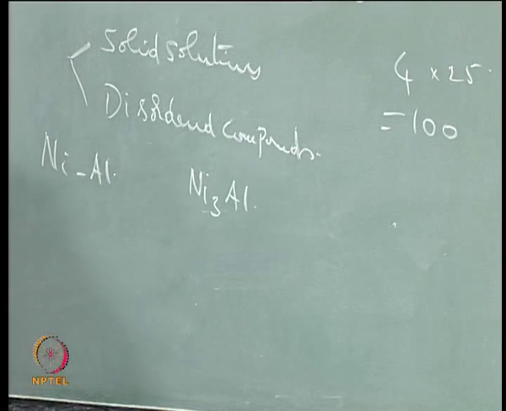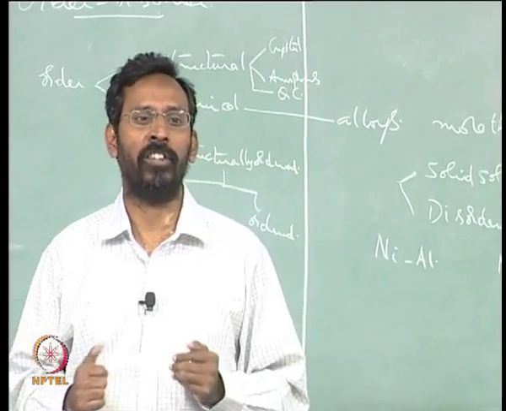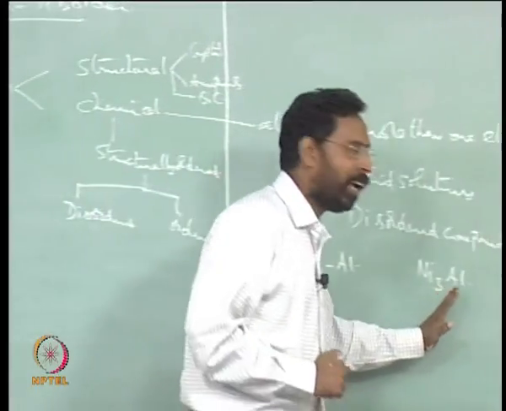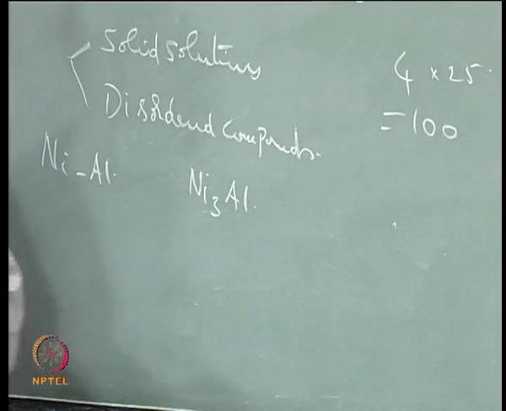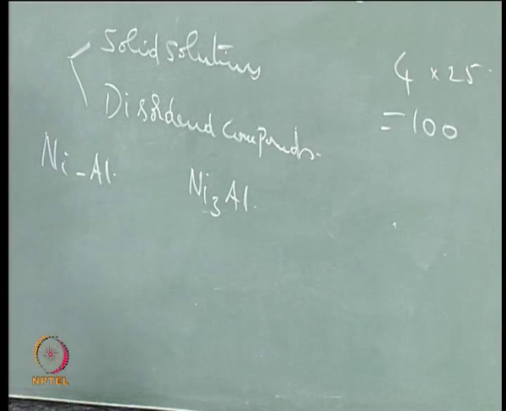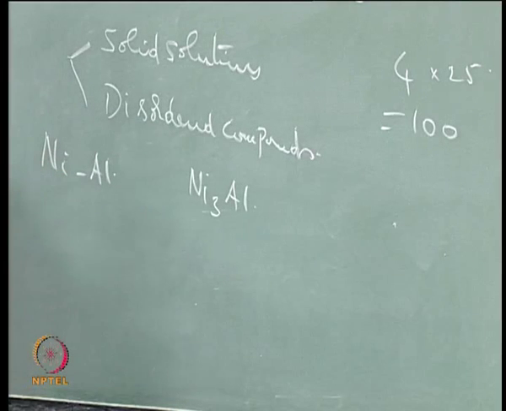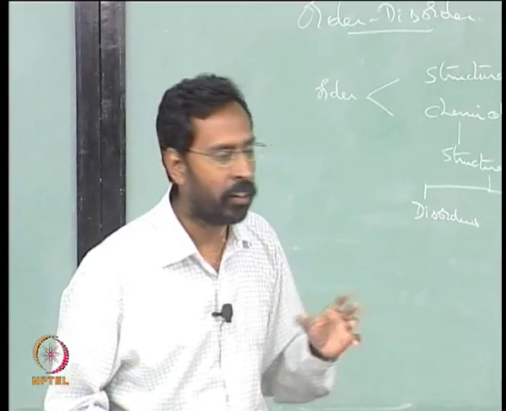So, the composition would correspond to the intermetallic composition, but the structure would correspond to a solid solution structure, clear. The composition will be exactly stoichiometric, like 75-25, but the structure will be a disordered structure, disordered chemically and ordered structurally. So, that would be the difference. There can be numerous solid solutions with different amounts of solute content, but the moment I say disordered compound, it will have a stoichiometry corresponding to that particular compound.